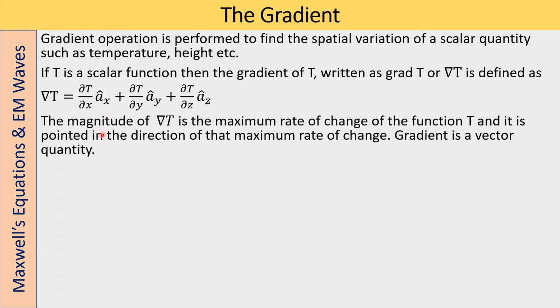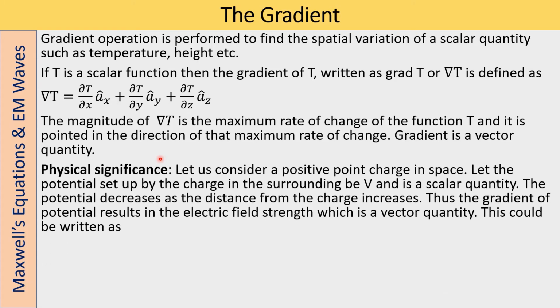The magnitude of grad T is the maximum rate of change of the function T, and it points in the direction of that maximum rate of change. Gradient is a vector quantity. So the gradient represents the maximum rate of change and its direction is the direction of the maximum rate of change. Now the physical significance of this gradient.